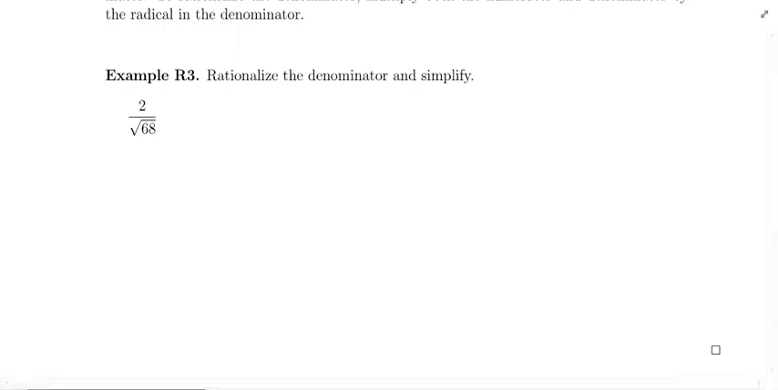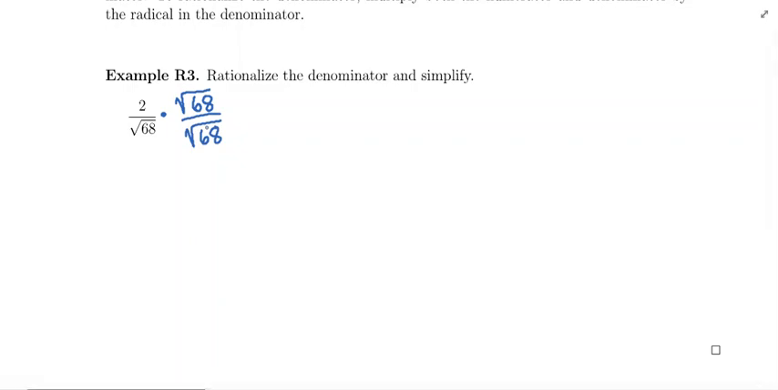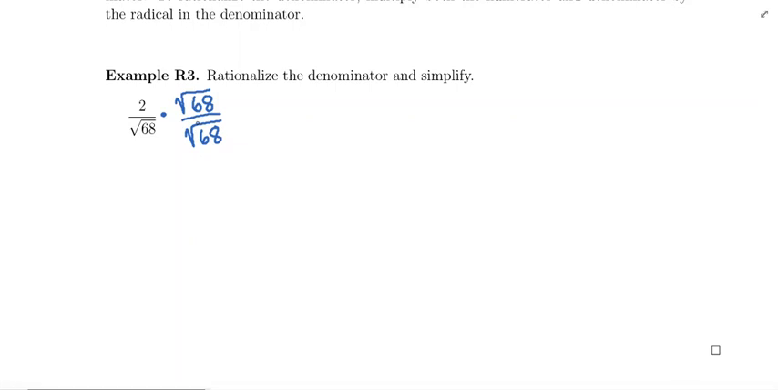So what we're going to do is rationalize the denominator. We are going to multiply both the top and the bottom by the square root. So we're going to multiply by the square root of 68 over the square root of 68. This is not changing our initial quantity. The initial quantity is 2 divided by the square root of 68. You cannot change that quantity. By multiplying by the square root of 68 over the square root of 68, anything divided by itself is 1. So we are really multiplying the original quantity by 1, so it's changing nothing.